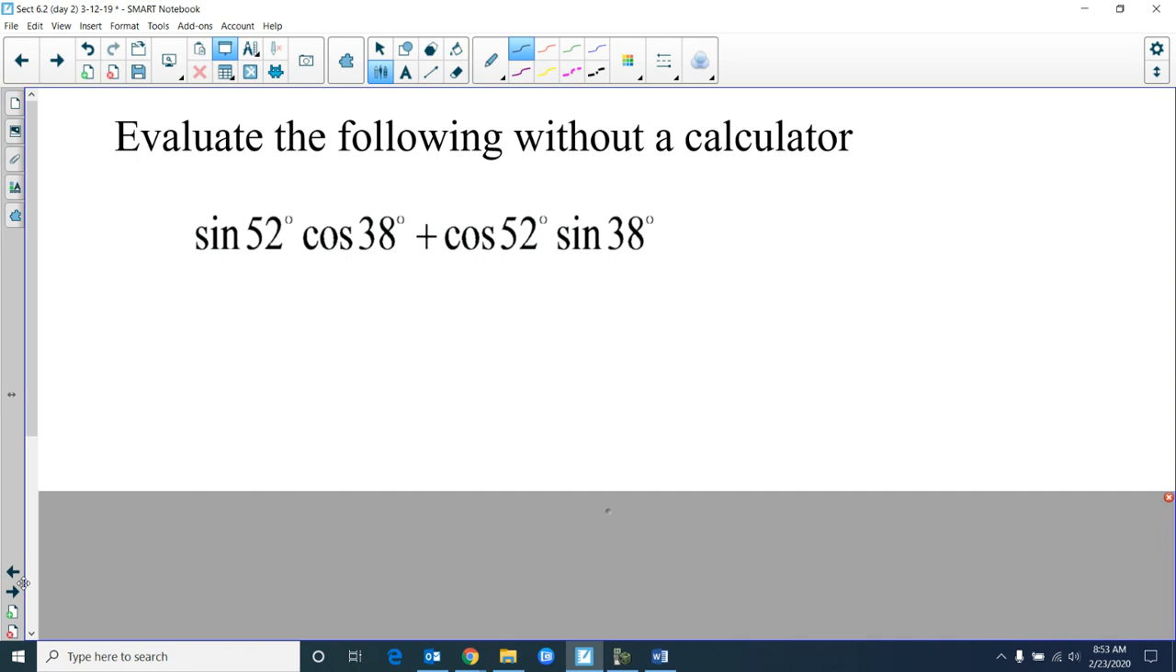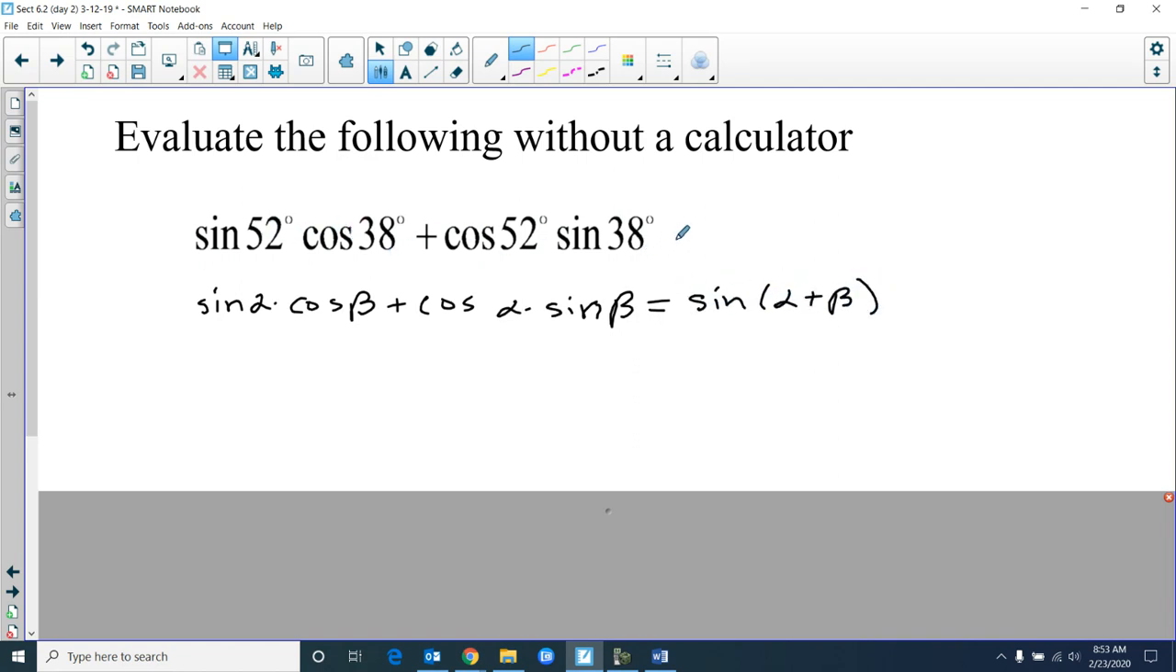All right, take a look at this. Sine of 52, cosine of 38 plus cosine of 52, sine of 38. You should be able to figure this out without a calculator. Well, look at your identity sheet. What has this order? What goes sine, cosine, plus cosine, sine? It's the sine of alpha times the cosine of beta plus cosine of alpha times sine of beta. That is going to equal the sine of alpha plus beta.